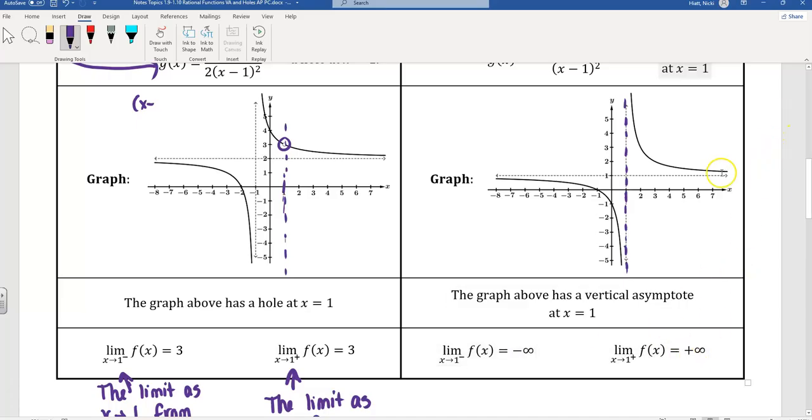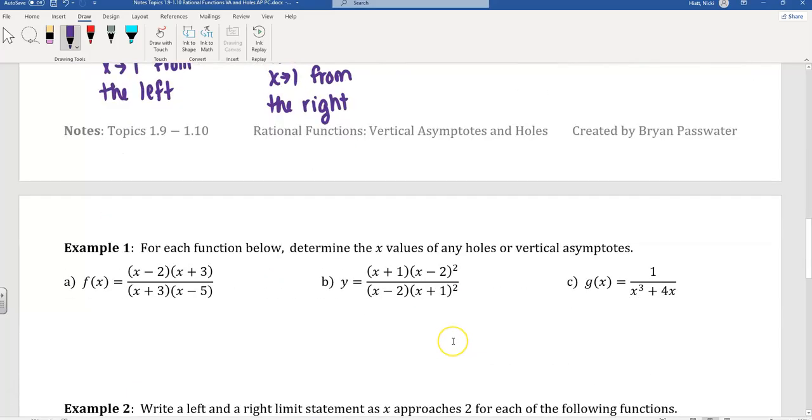Whereas if I approach from the right-hand side, as I get closer and closer to that vertical asymptote from the right, my y values go up, up, up to positive infinity for that. Okay, questions there? Okay, let's do some problems.